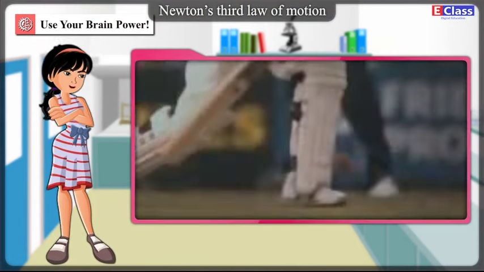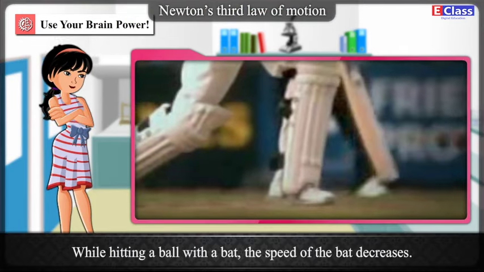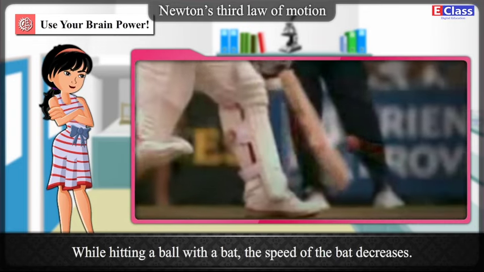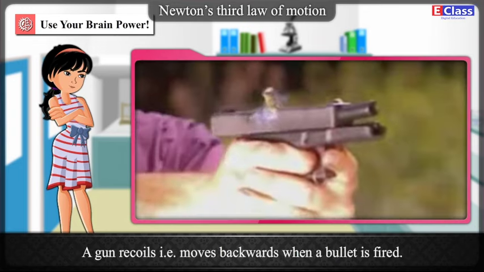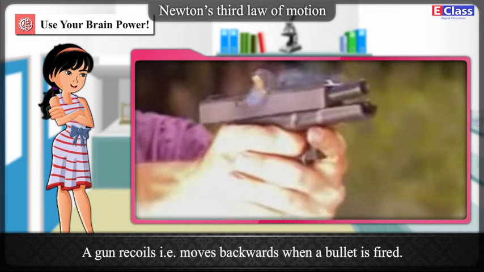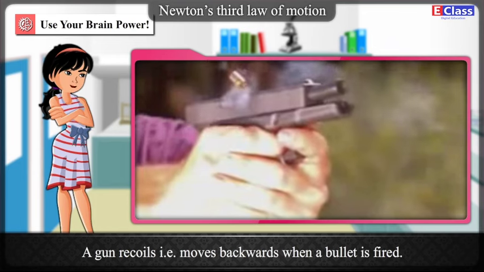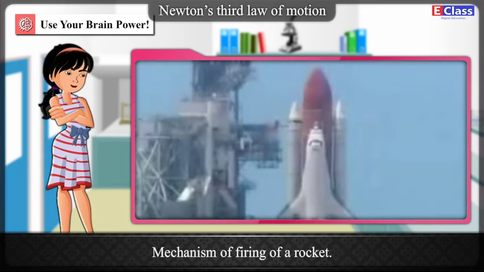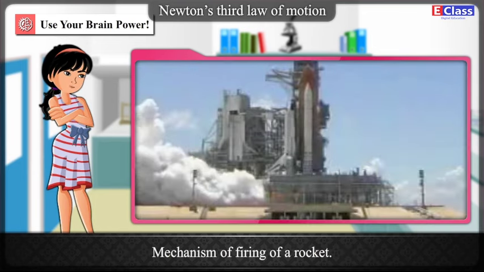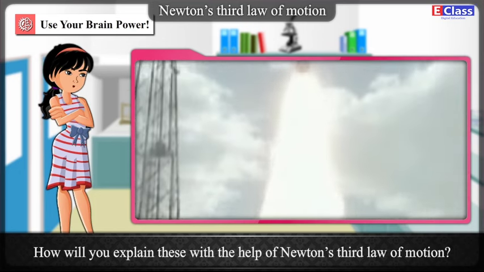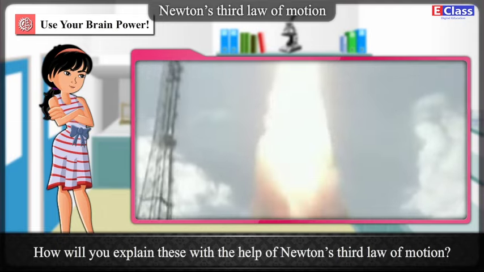Use your brain power. 1. While hitting a ball with a bat, the speed of the bat decreases. 2. A gun recoils, that is, moves backwards when a bullet is fired. 3. Mechanism of firing of a rocket. How will you explain these with the help of Newton's third law of motion?